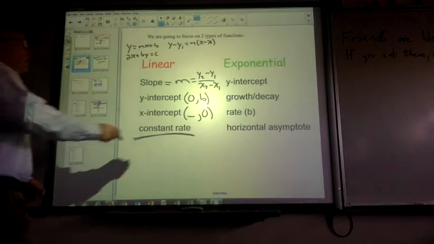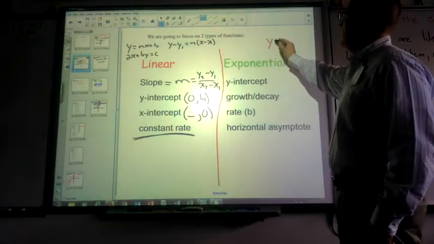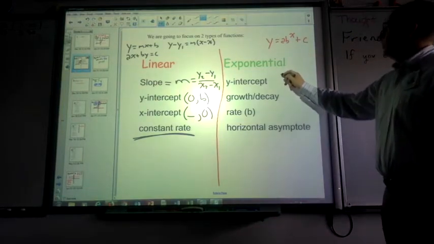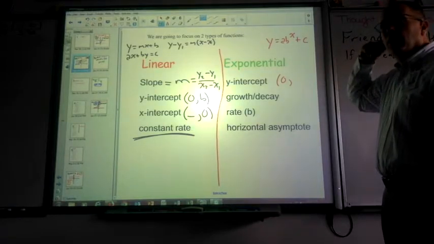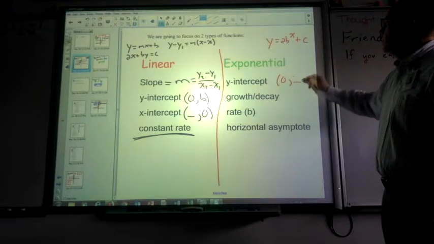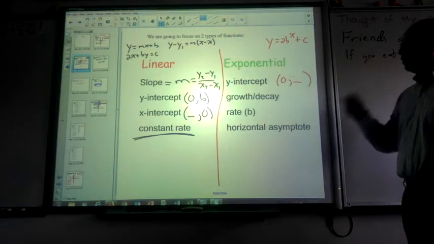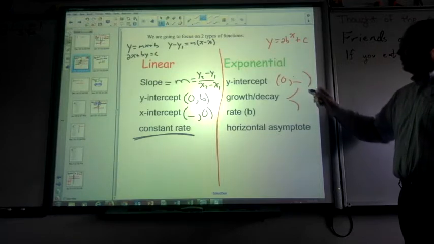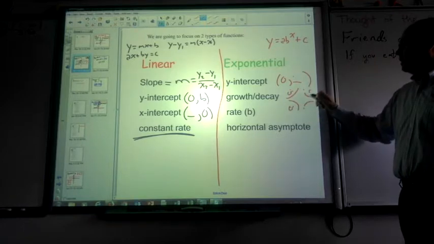So the new stuff we are talking about is exponential. The exponential equation looks like this. So you have a y-intercept, which is actually 0, comma, 1 times a plus c, but I'm not going to write that. You have growth and decay, depending upon which way it goes. You have growth that looks like this, and decay that looks like this.